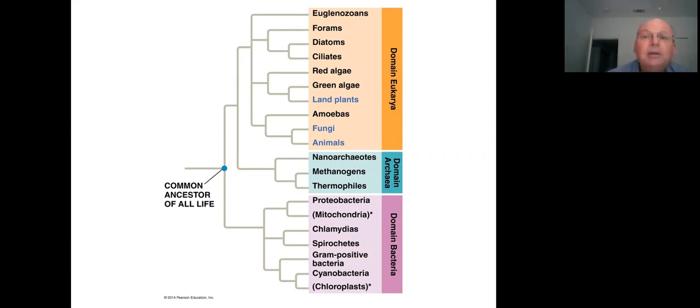Those listings within the domains, so euglenozoans, forams, diatoms, and so forth, may or may not be kingdoms. This is one of the ongoing challenges of the three domain system. What do we do with all of these classifications. The only things that we know for certain is that plantae, fungi, and animalia, as the three multicellular eukaryotic kingdoms, are still considered to be valid clades and are still recognized as valid kingdoms under the three-domain system. All other classifications, the jury is still out.